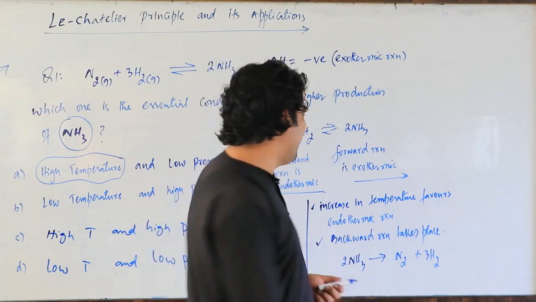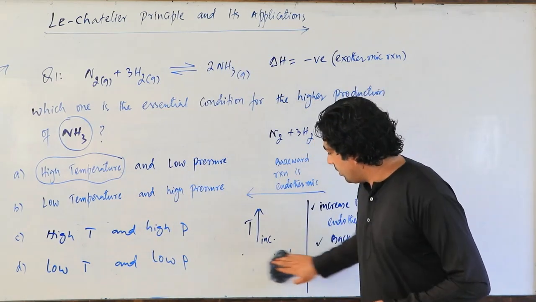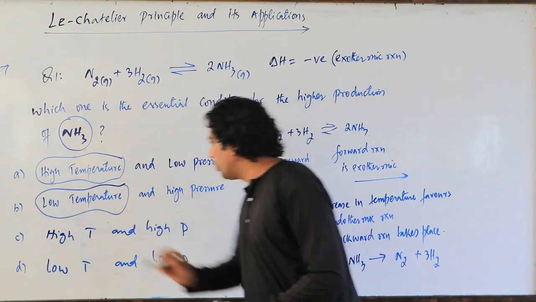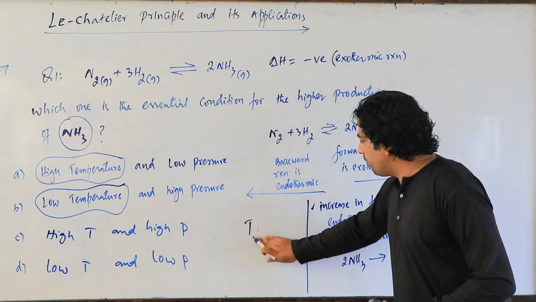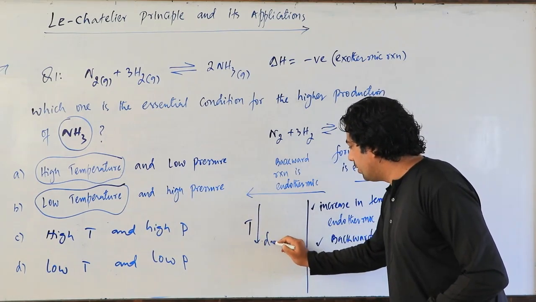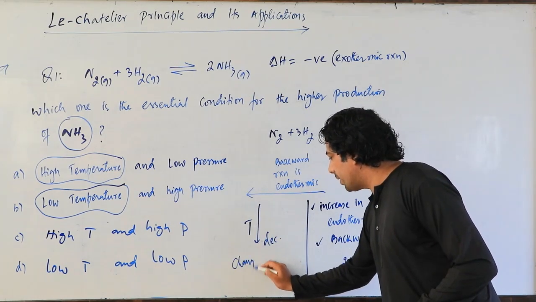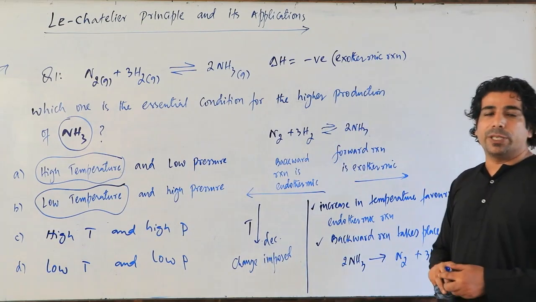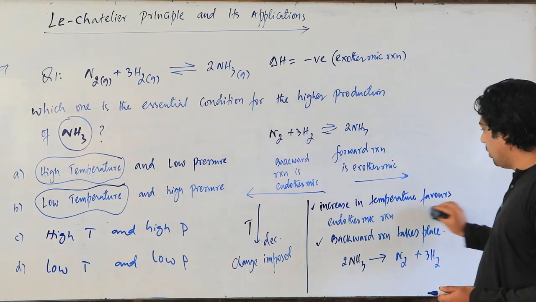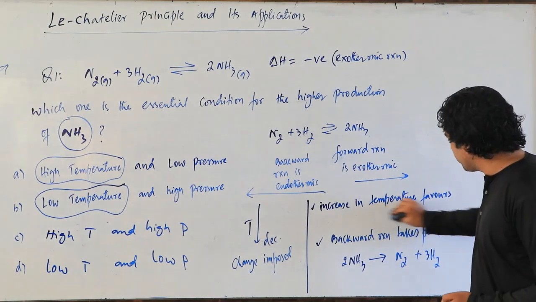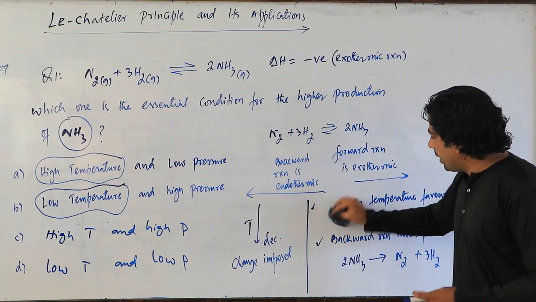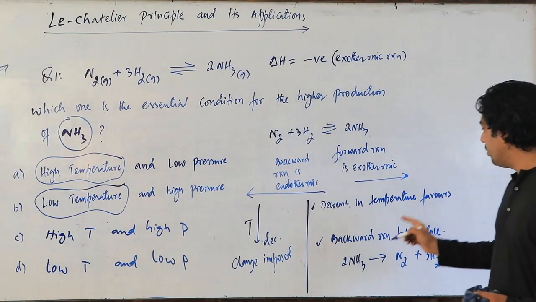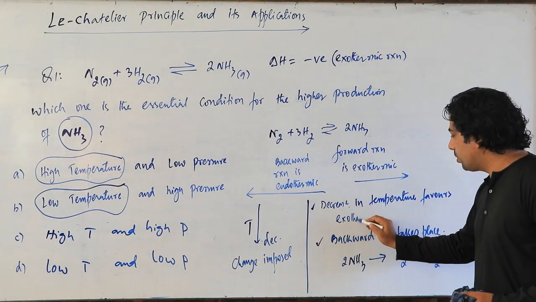So let us understand, take on now low temperature here. So low temperature means I have to decrease the temperature. This is the change imposed from outside. And last time I told you that low temperature will favor the exothermic reaction. So we will write down here, decrease in temperature favors exothermic reaction.